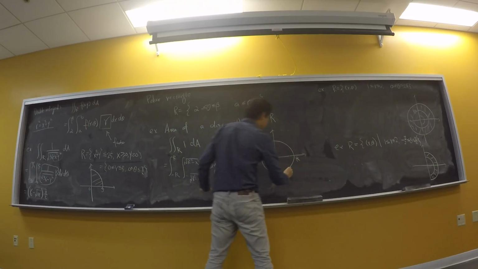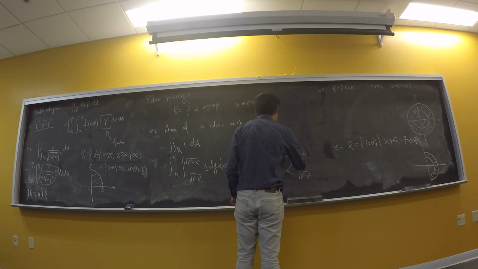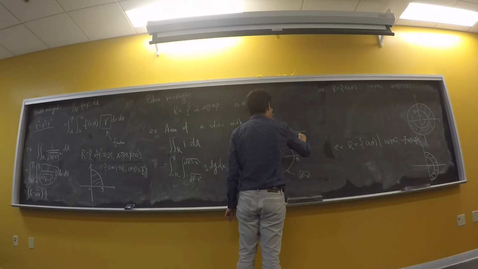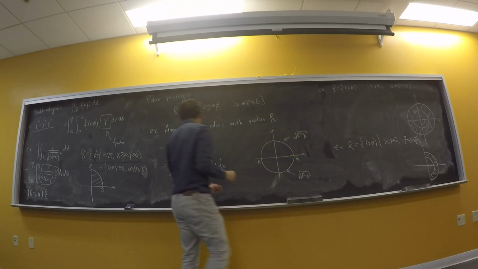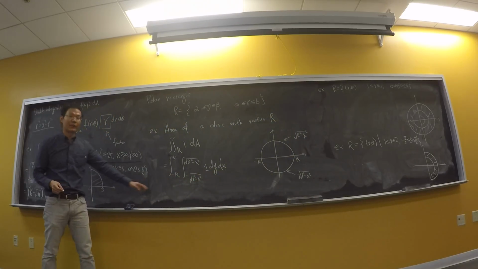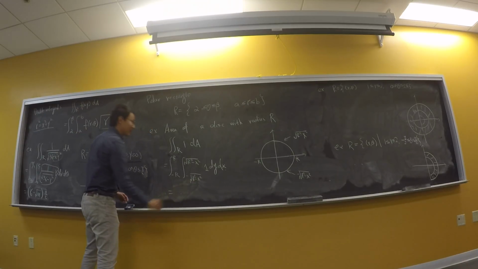You have a lower function, minus square root of r squared minus x squared, and an upper function, square root of r squared minus x squared. And then you need to evaluate this whole thing to find the answer, right? You need to evaluate the whole thing to find the answer.